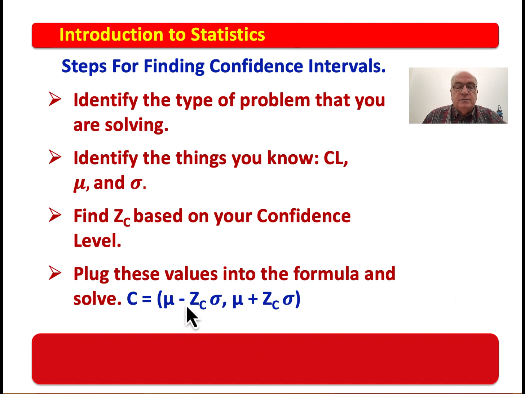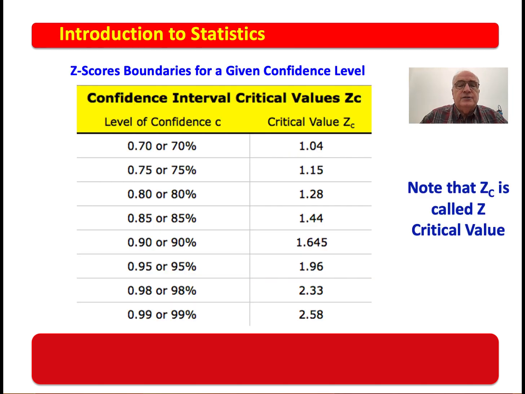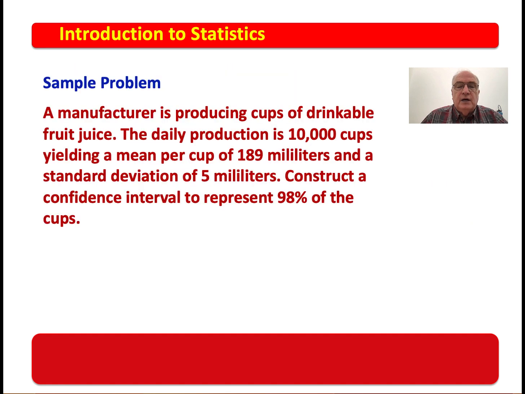The lower bound is mu minus Z confidence times sigma. The upper bound is mu plus Z confidence times sigma. Now, I told you this isn't very intense. This is not mega algebra. This is simply using formulas and solving for values. Again, here's your table of critical values for Z. And note that Z confidence is called the Z critical value. This is the critical value that you will be looking for to develop your confidence interval.